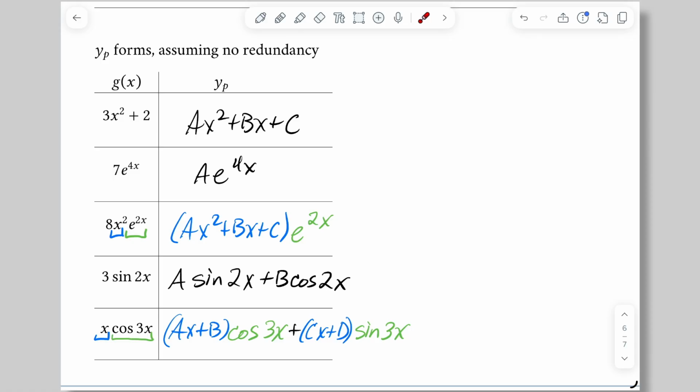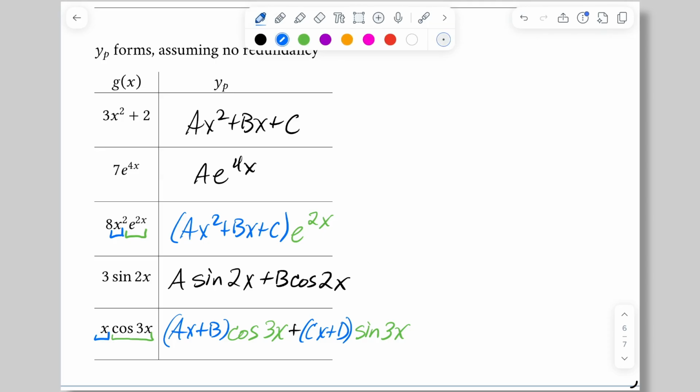Now, it would be a pretty bad day if you were working a problem, say this 8x squared e to the 2x, and there was redundancy. I mean, this is bad enough, right? But if there was redundancy, so your complementary function already has an x squared e to the 2x term, what would you do in this case? We'd need to multiply the entire thing by the lowest power of x. That would eliminate any redundancy. In fact, I introduced that thought incorrectly.